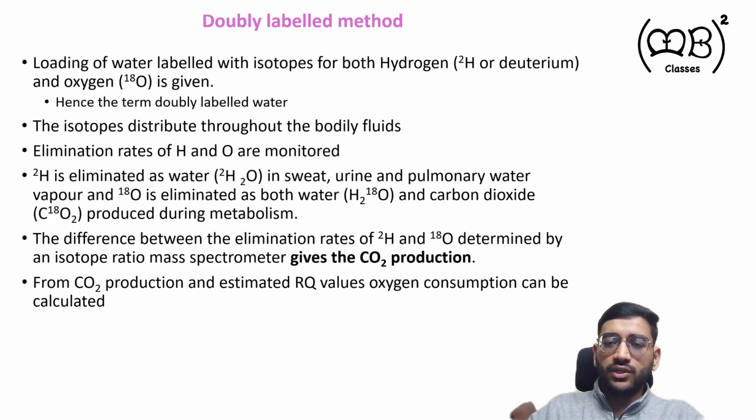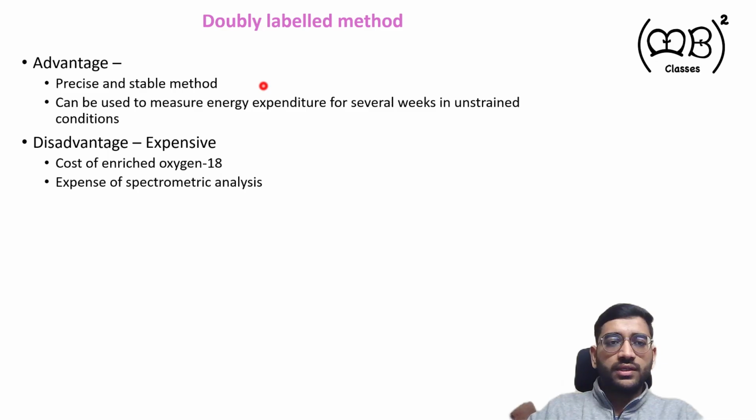With the carbon dioxide production I got, we'll estimate the RQ value of the individual from the composition of their diet, and RQ is the volume of carbon dioxide produced over the oxygen consumed. I can calculate the oxygen consumed indirectly from this doubly labeled method. The advantages are that it's precise, it's a stable method, and it's used as a gold standard to compare or calibrate the values from other methods. It can be used to measure energy expenditure for a long period of time.